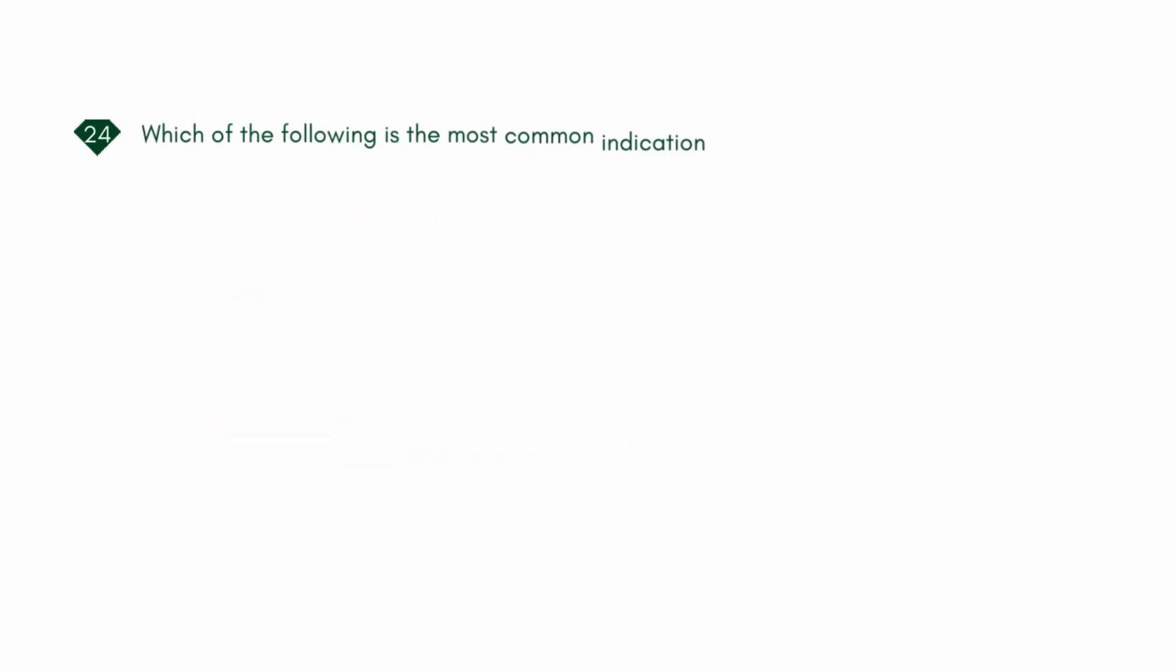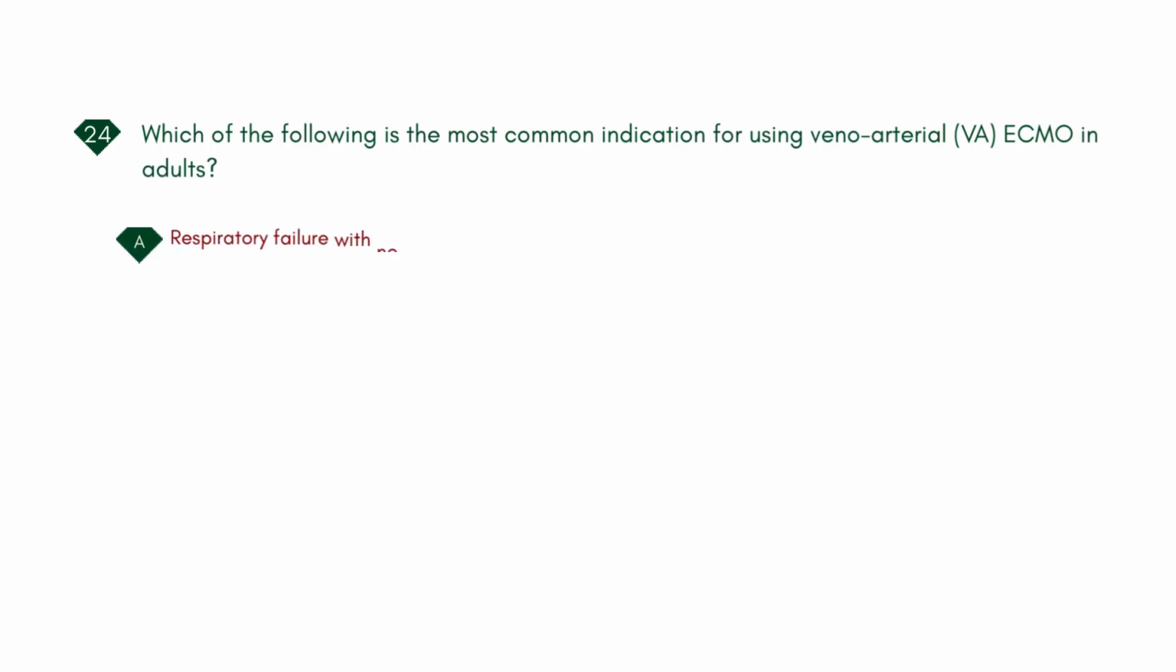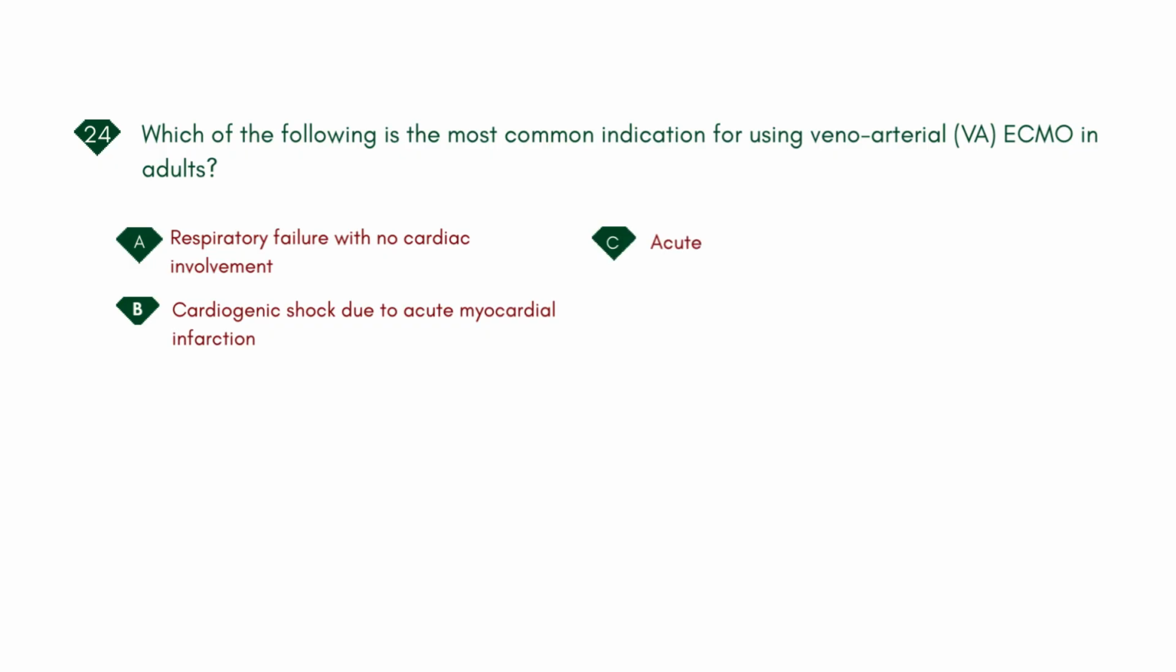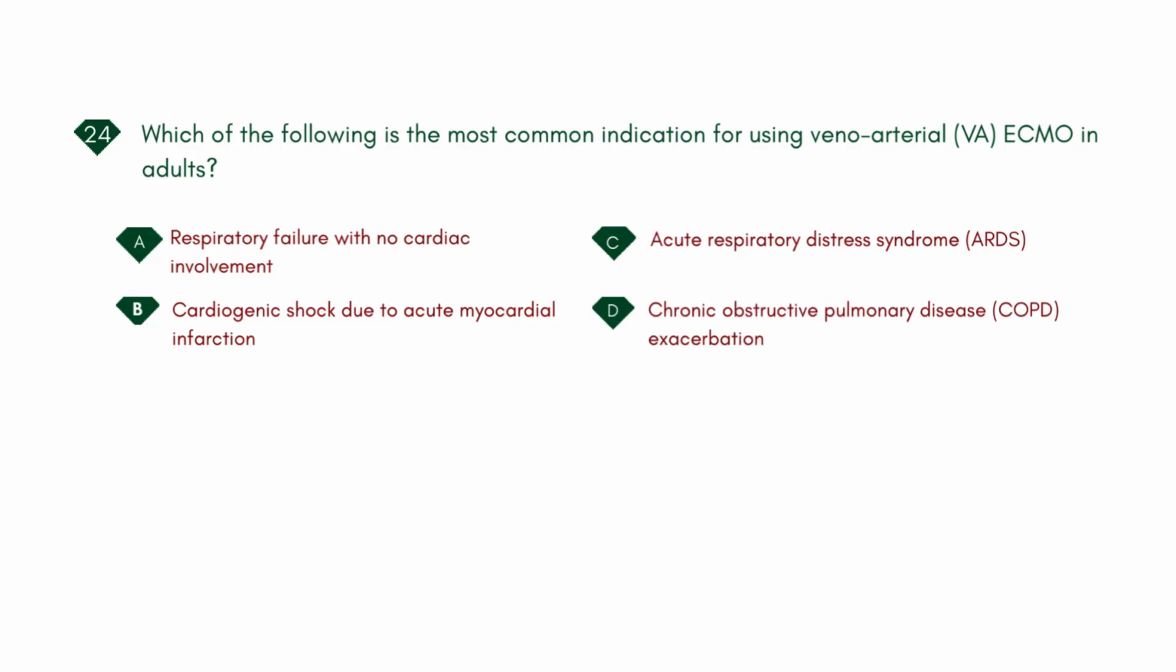Which of the following is the most common indication for using veno-arterial (VA) ECMO in adults? A. Respiratory failure with no cardiac involvement. B. Cardiogenic shock due to acute myocardial infarction. C. Acute respiratory distress syndrome (ARDS). D. Chronic obstructive pulmonary disease (COPD) exacerbation. Answer: B. Cardiogenic shock due to acute myocardial infarction.